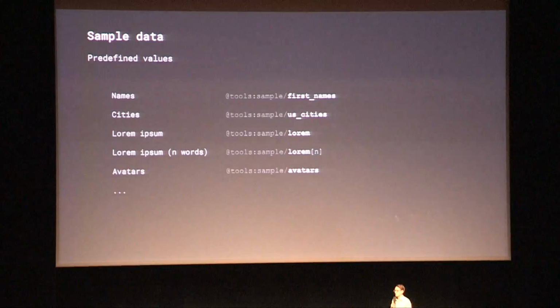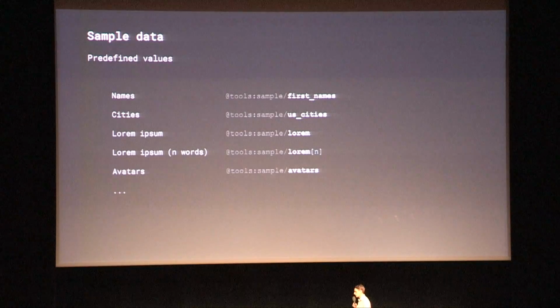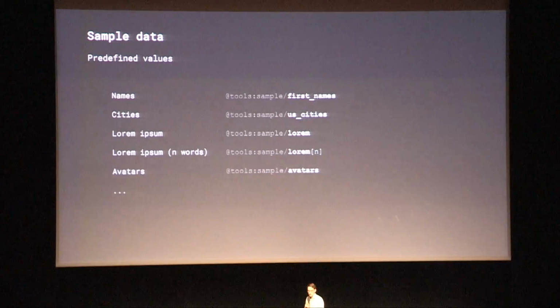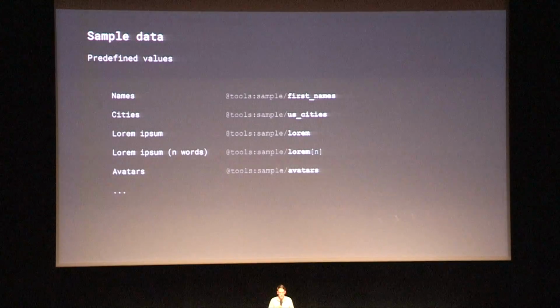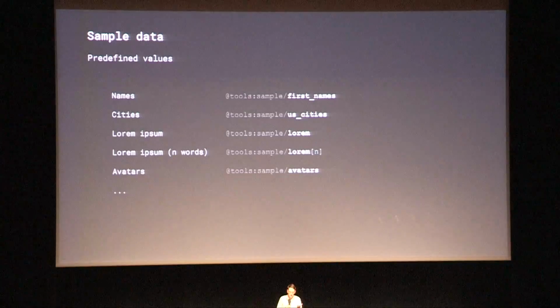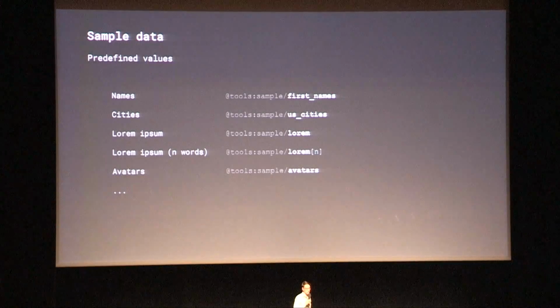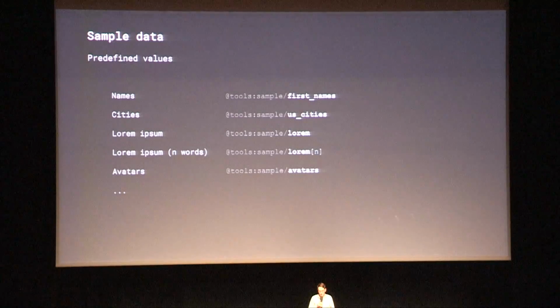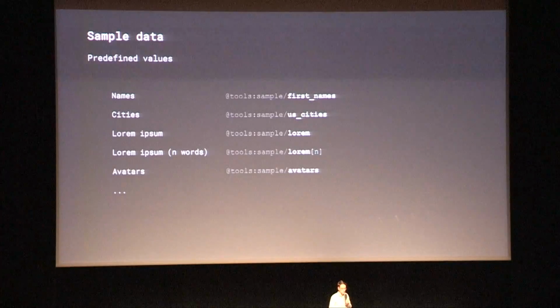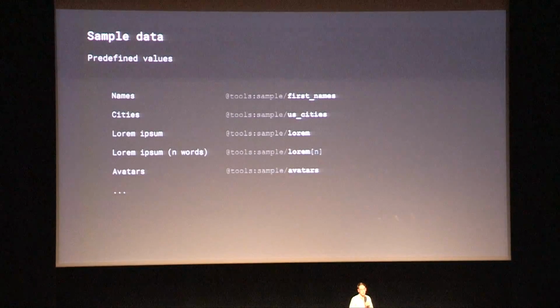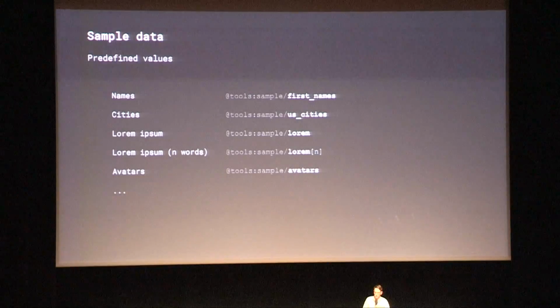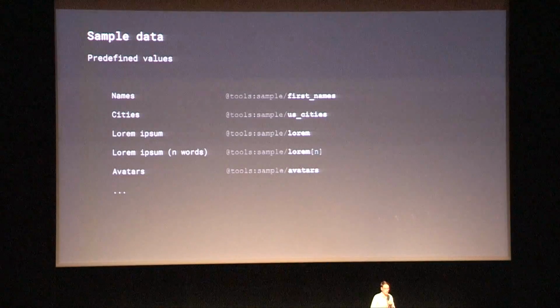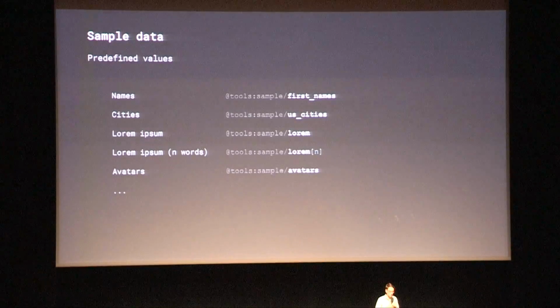In addition to names, there are more sorts of text that we provide. We provide a list of cities, some lorem ipsum text that you can also decide to parameterize with a given number of words. So if you put /lorem and then in brackets the number of words that you want to use, it will always use that fixed number of words. And there are also images, not just text. So for example, the avatars one will be a set of avatar images.